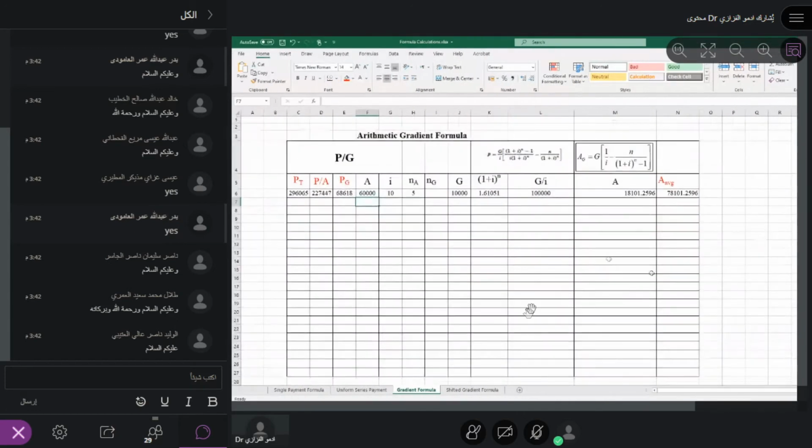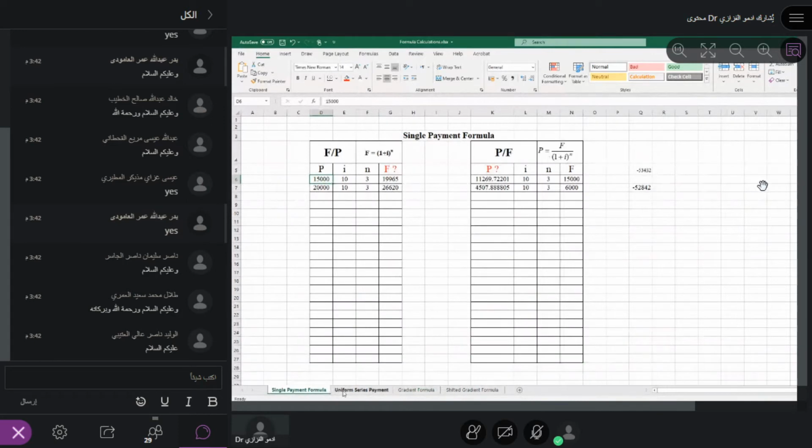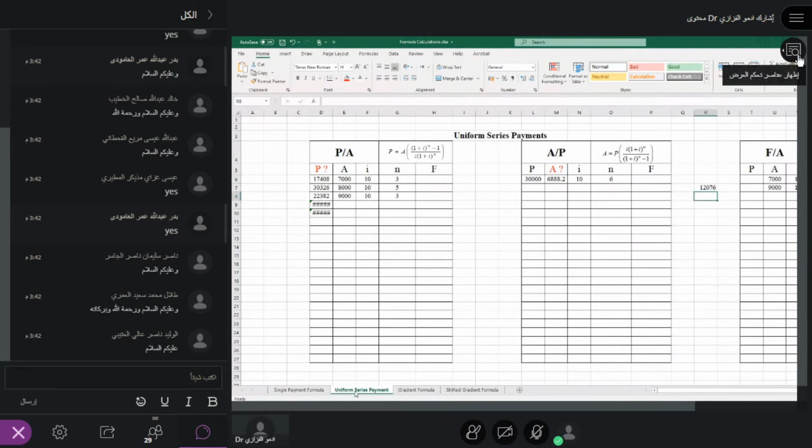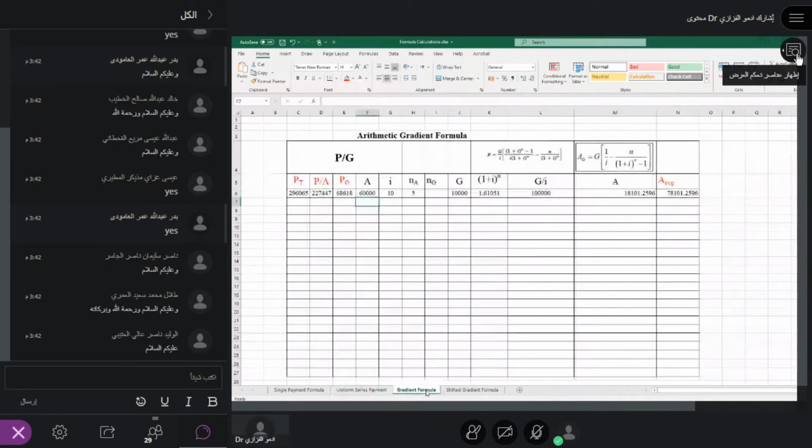Then coming to the gradient formulas, you will have at least some questions from this single amount of payment, this single payment stuff. Then you'll have some questions also from both of these. And then you will have another question under the gradient formula. Under gradient formula, you will be given a question on arithmetic gradient and then a question on geometric gradient as well.